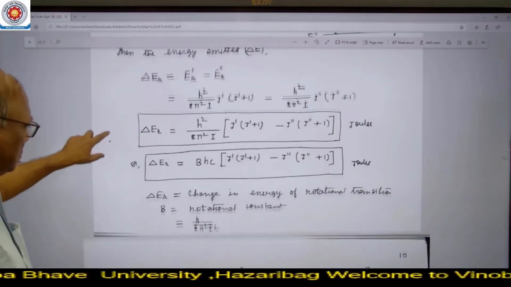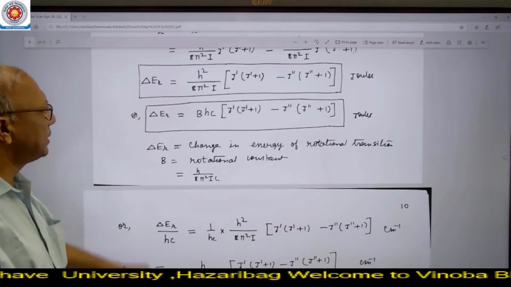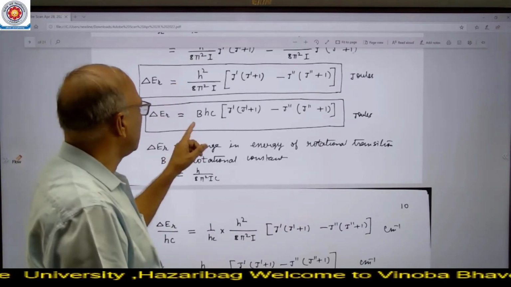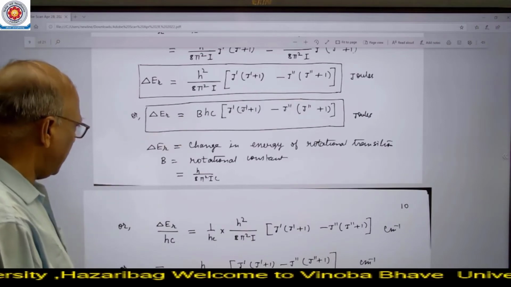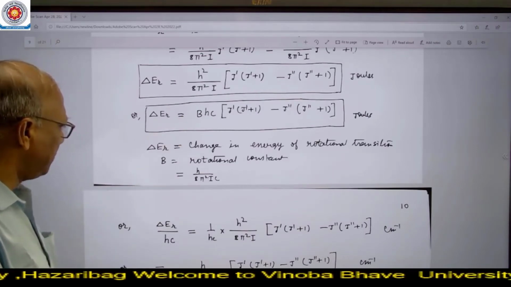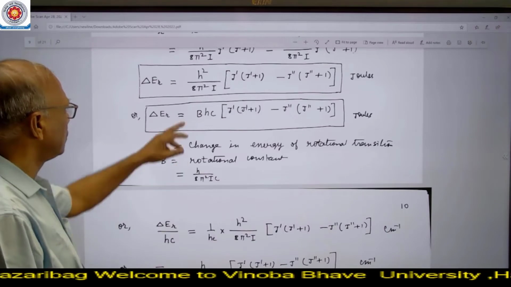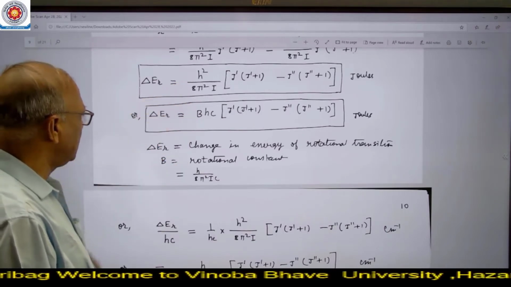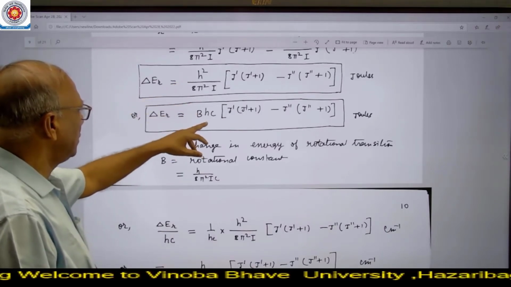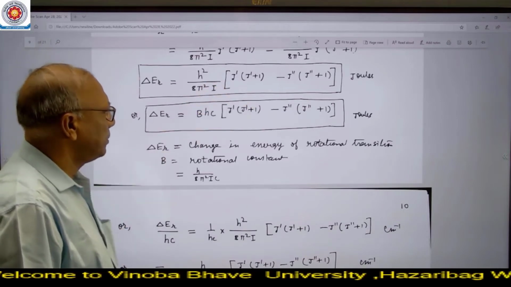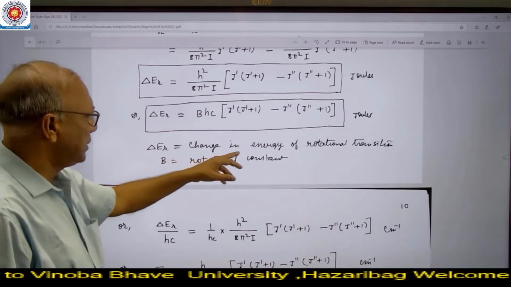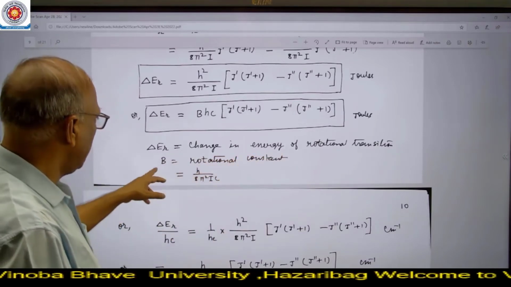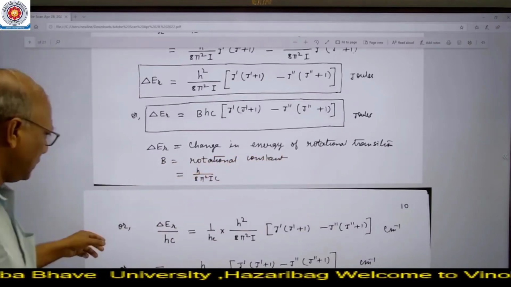Now if we want to write this expression in terms of the rotational constant, which is B, and B is equal to h by 8 pi square I c, so this expression changes into B h c, and the remaining portion is the same. And delta E is the change in energy of the rotational transition, and B is the rotational constant.